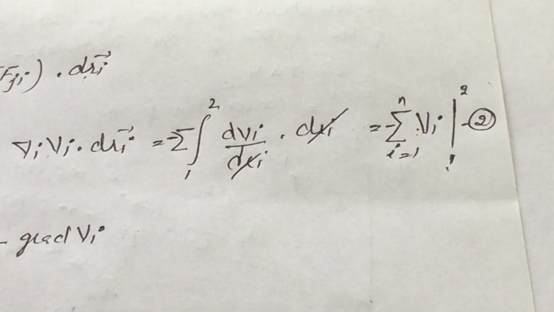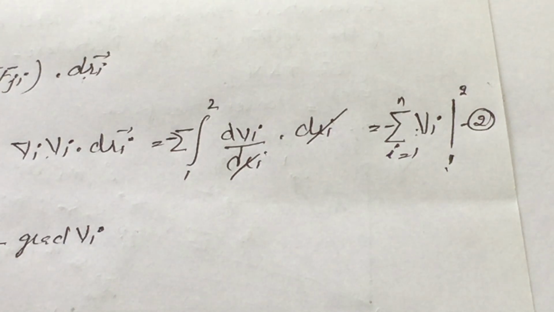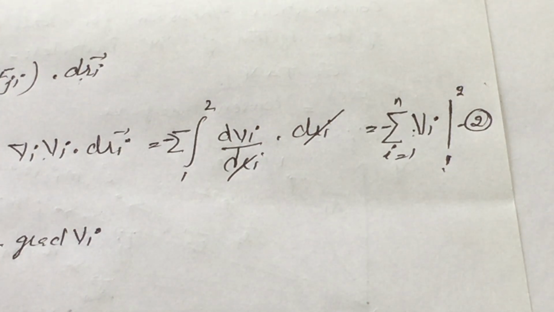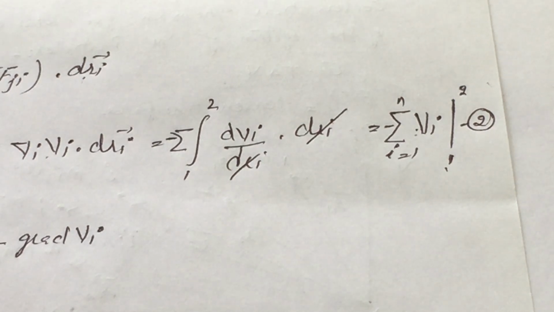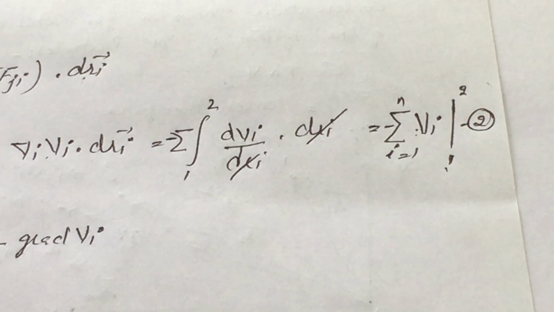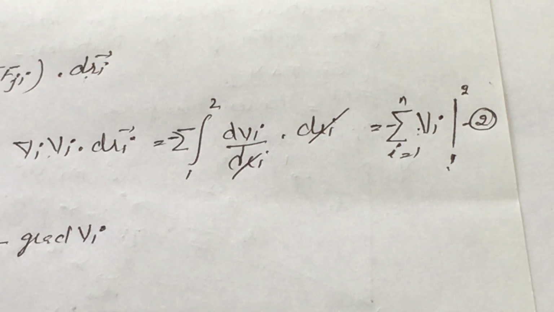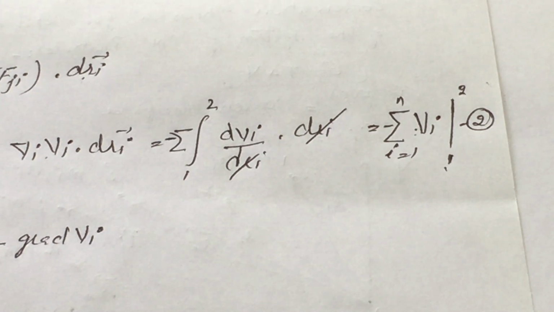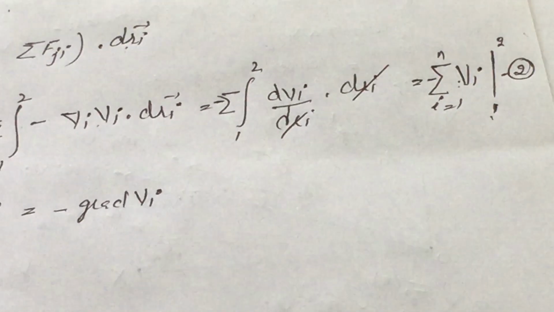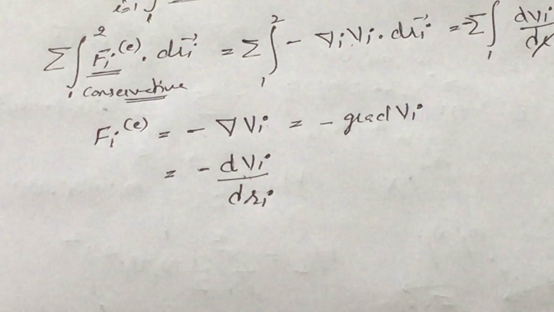This equation number 2 represents the change in the potential energy of the ith particle, which will give the work done when the applied force is conservative in nature. This negative sign indicates that the potential energy decreases as we move from initial position 1 to final position 2. Similarly, we will find out the relation of potential energy and work done for the internal force case.